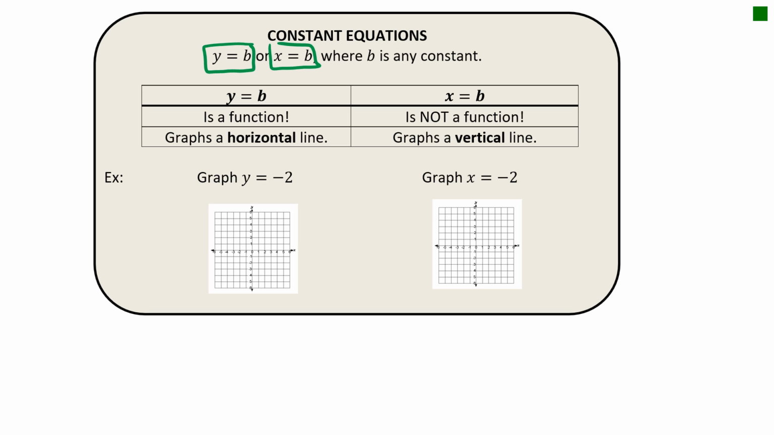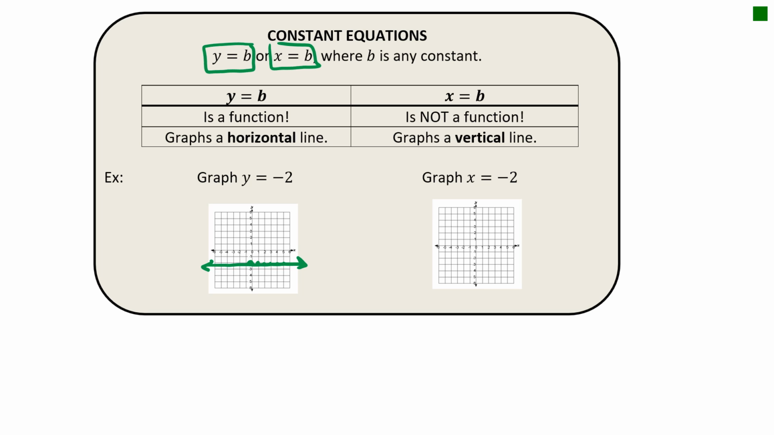It's kind of confusing. So if you just have y equals negative 2, that means y is negative 2. Here's where y is negative 2. Guess what? Y is negative 2 here and here and here and here and here. It's a horizontal line where all the y's are negative 2. So it is a function because it passes the vertical line test. The graph is a horizontal line.